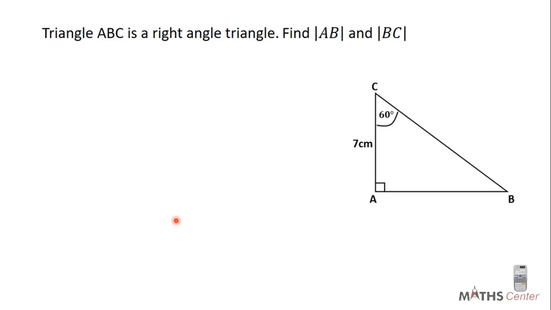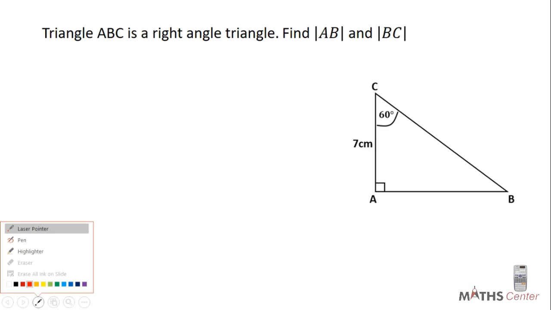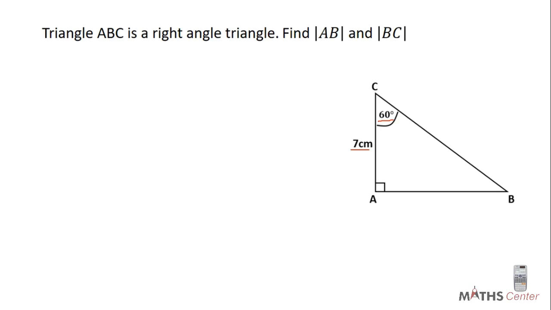Now, how are we going to do this? This is how we are going to go about it. We are going to use these two pieces of information that have been given to us to find the length of AB and BC. That is, we are going to use this interior angle and the length of this side to find AB and BC. Let's first start with AB.